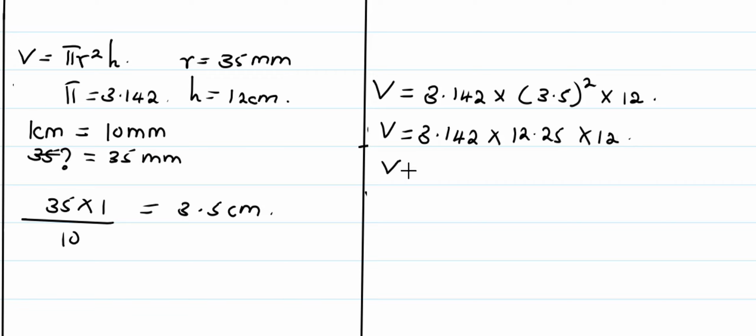So V becomes 3.142 multiplied by 12.25 multiplied by 12, which will be 147, like that. Then from there, we can multiply this 3.142 by 147, which becomes 461.814. But we are told in the question to give the answer in 3 significant figures.